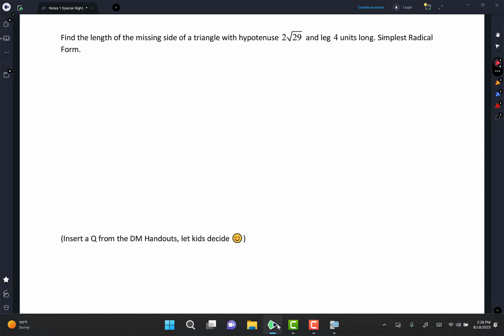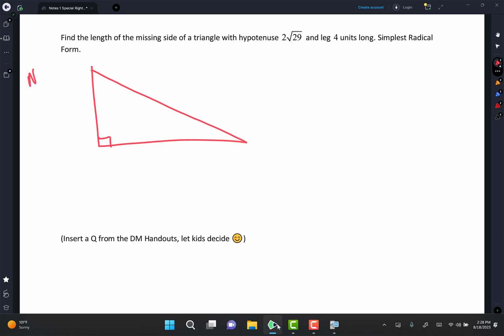All right. So let's see what this says. Find the length of the missing side of a triangle with hypotenuse. Oh, does someone have a question? I thought I heard someone with a question. Oh, I'm sorry, guys. Find the length of the missing side of a triangle with hypotenuse 2 square root of 29 and leg 4 units long. Simplest radical form. Okay, so radical form means the smallest square root possible. So don't give me square root of 108. Reduce that square root of 108 into something.